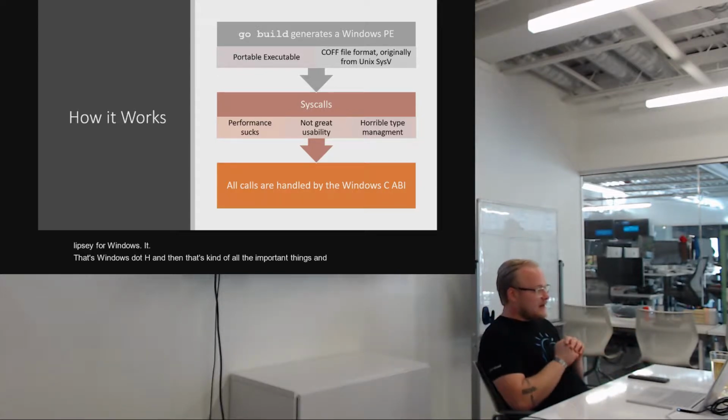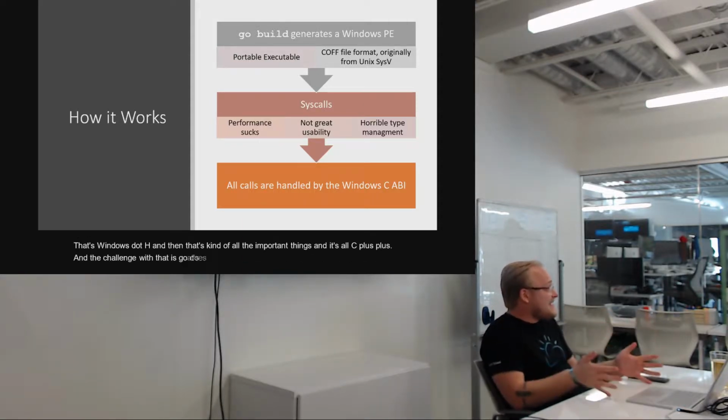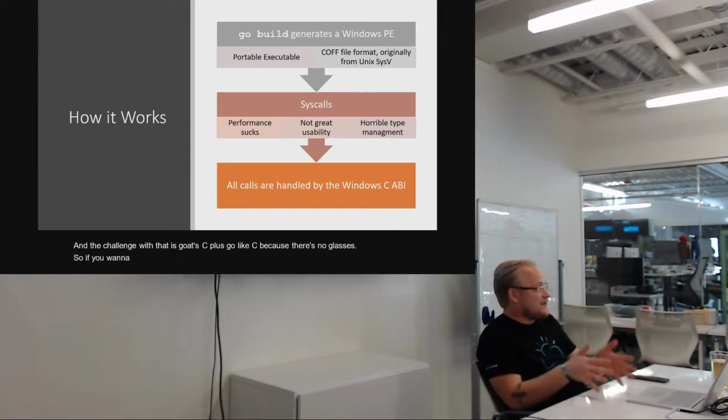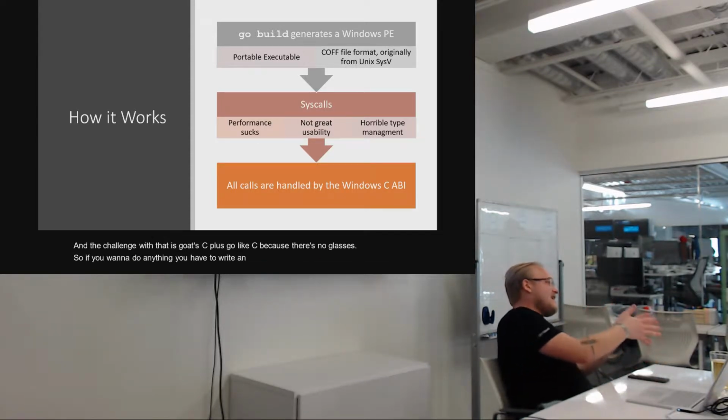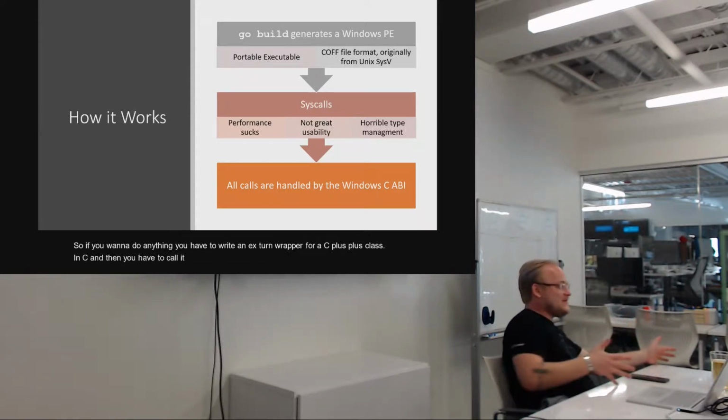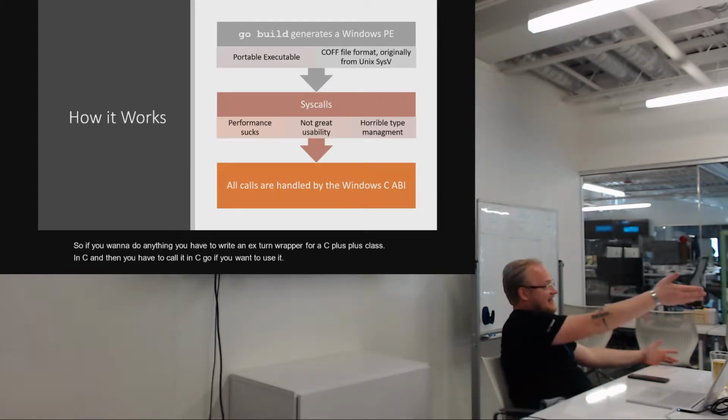And the challenge with that is Go doesn't like C++. Go likes C because there are no classes. So if you want to do anything, you have to write an extern wrapper for a C++ class in C, and then you have to call it in CGO if you want to use it. Yeah, now you see why it sucks.